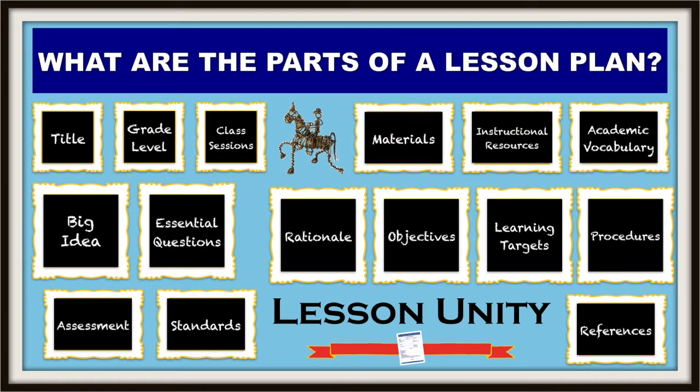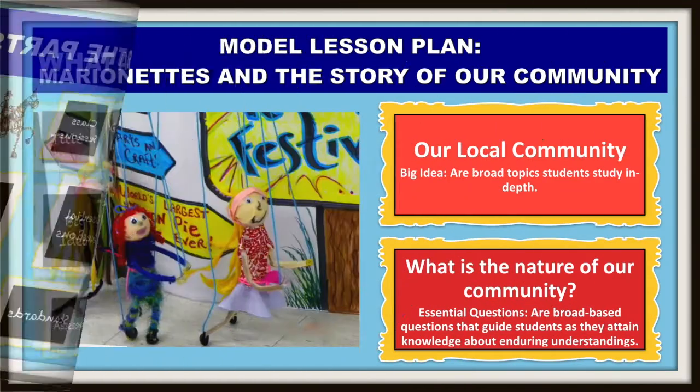What are the parts of a lesson plan? The model that we're going to use today has a title, grade level, class sessions, materials, instructional resources, academic vocabulary, a big idea, essential questions, a rationale, objectives, learning targets, procedures, assessment, standards, and references. And we want all of these parts to come together so that your lesson plan is unified. That means all parts belong together and nothing needs to be added or taken away.